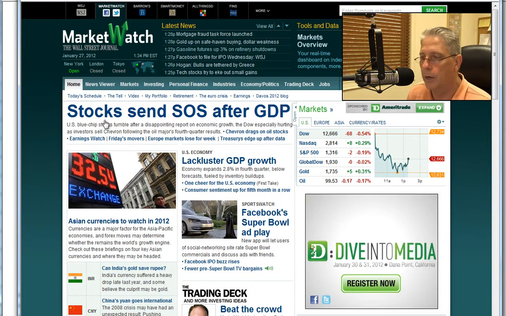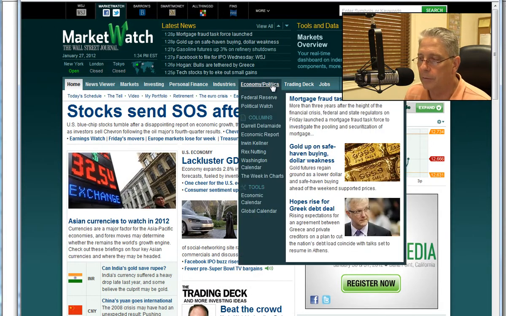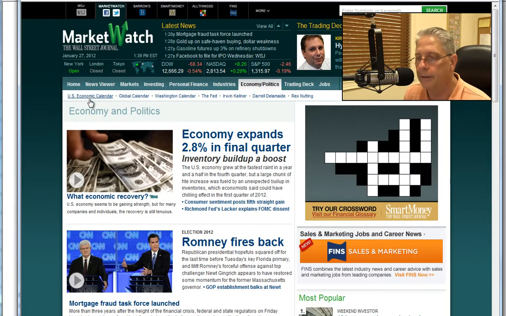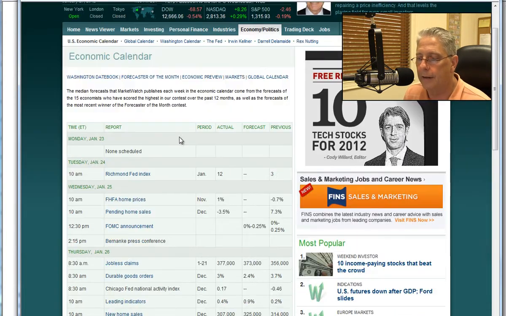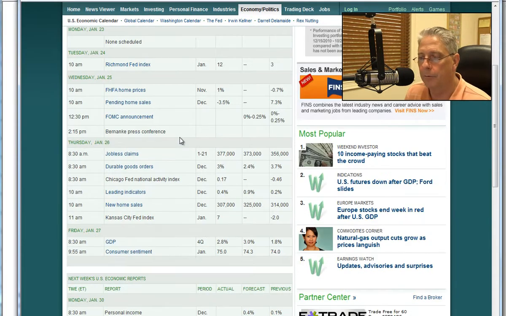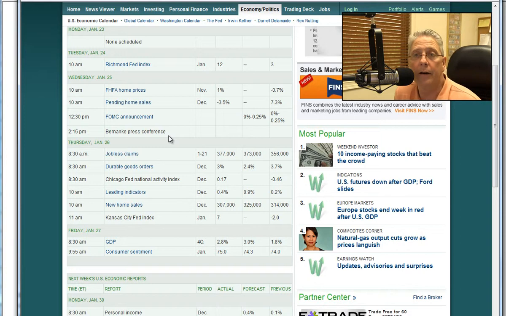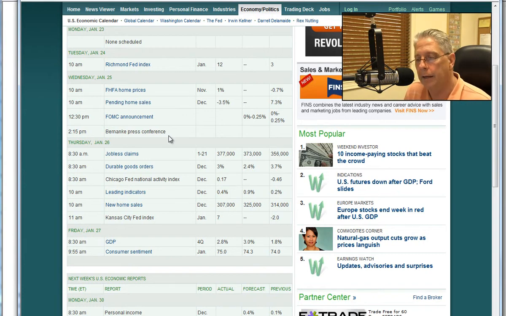This is just Market Watch. But if you go to Market Watch, you can see right here it says economics and politics. When you click on there, you can come here and then you can go to the U.S. economic calendar. And for the period that we're recording this, you can see all the economic data. We look at that on a regular basis because economics drive what really does happen within the United States stock market, and it has an impact on a day-to-day basis.